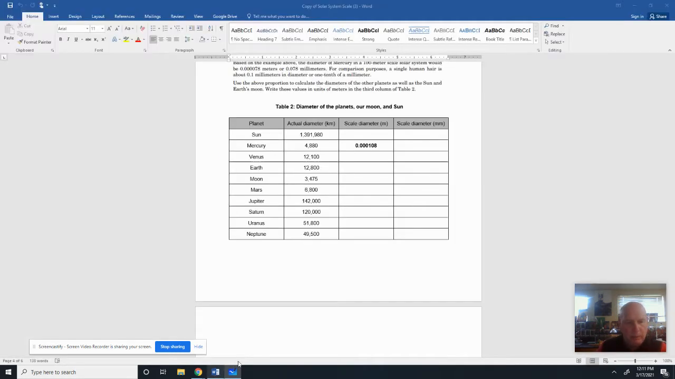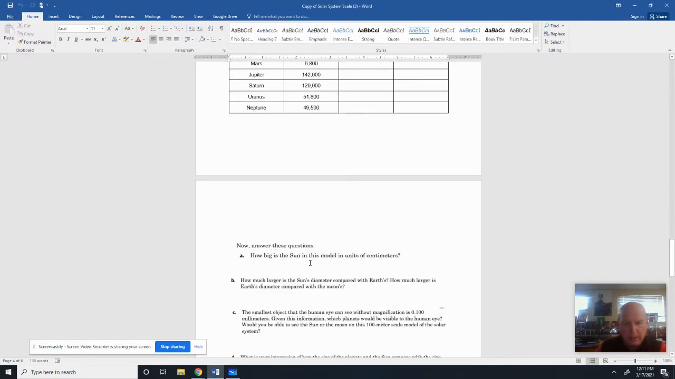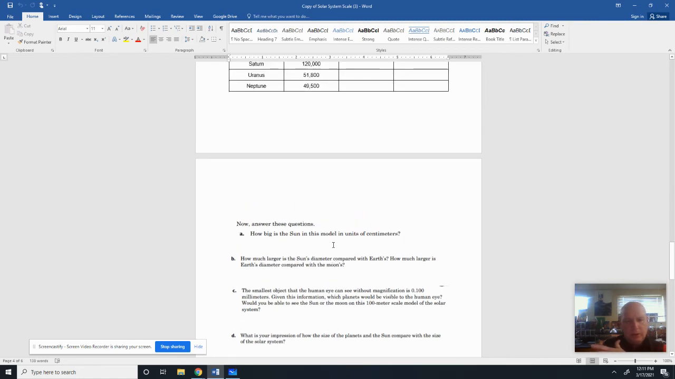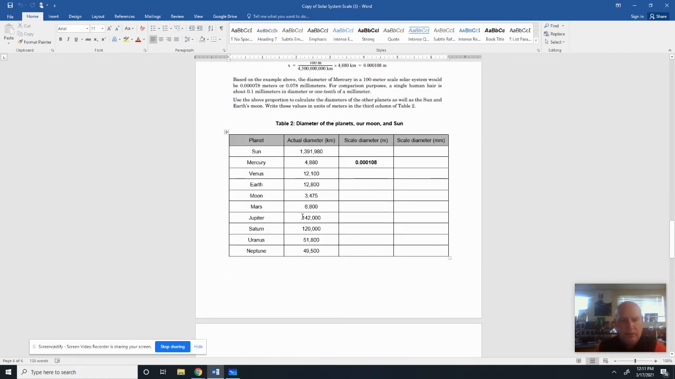Let's go to B. How large is the sun's diameter compared with Earth's? How much larger would it be compared? Okay, so let's look at this one. So we don't even need any numbers for this one. So how much larger is the sun compared to Earth, and how much larger is the Earth compared to the moon? Well, let's do the moon part first.